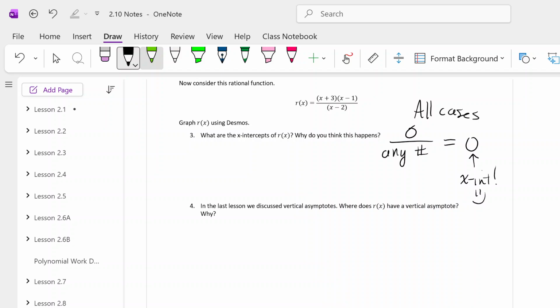So as long as the numerator, or the top of our function, is equal to 0, we have found an x-intercept. So we will have x-intercepts at negative 3 for the first factor and positive 1 for the second factor.